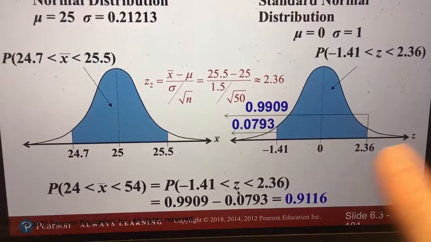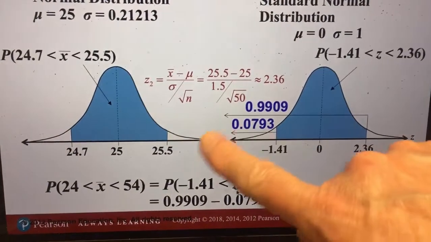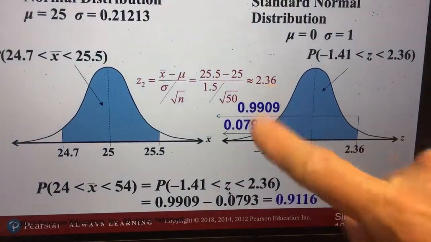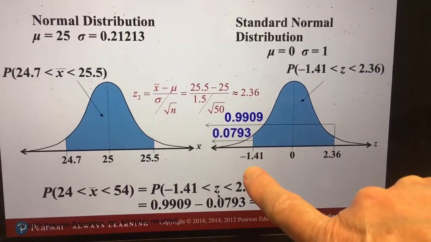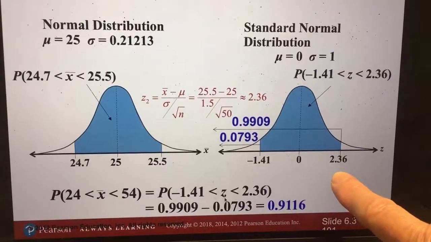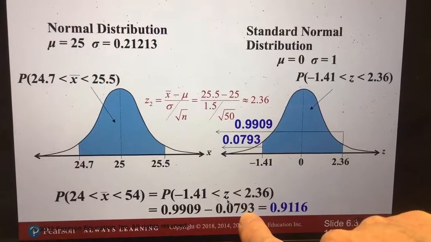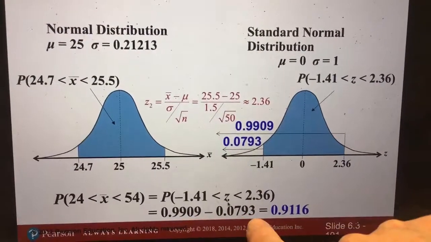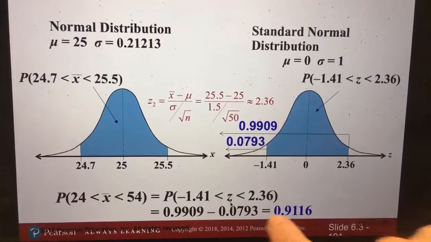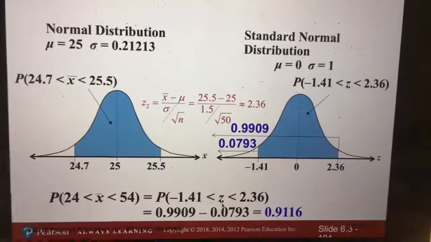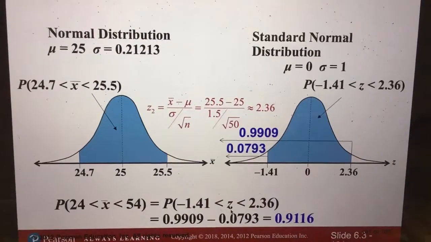0.9116. Remember, when we're talking about the probability in between, we're going to subtract the two of them. So they showed the one, but they did not show the other one just because of space. So the other one was negative 1.41 to 2.36. They did that by looking up each one on the standard normal chart, or else getting them from the calculator. And then they subtracted them, and they got 91% is the probability that is between those two.